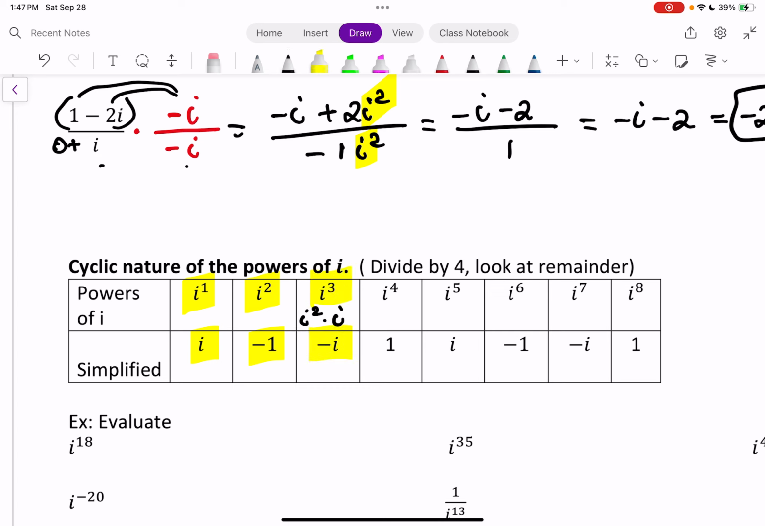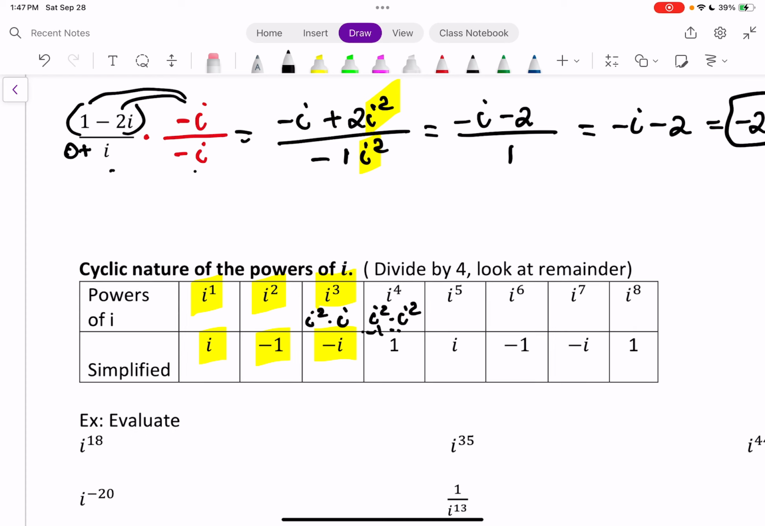What is i to the 4th equal to? i to the 4th is really an i squared times an i squared. So that's a -1 times a -1, which equals just +1. i to the 5th is really right back, because i to the 5th is an i to the 4th times one more i. What does i to the 4th equal to? 1. So i to the 5th is i.